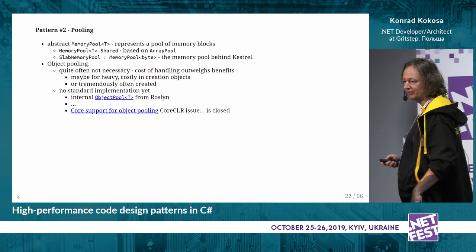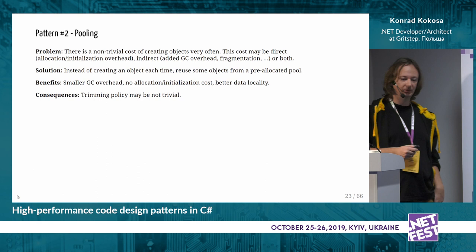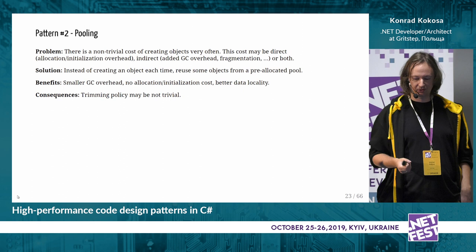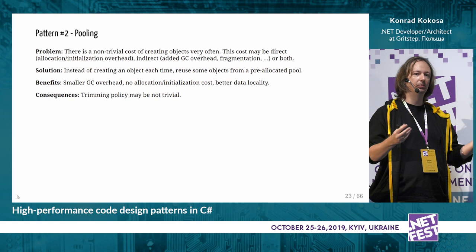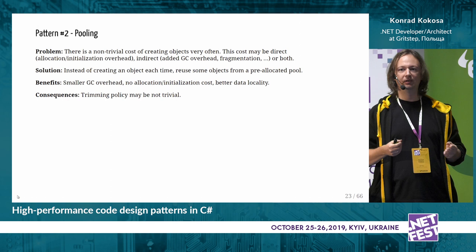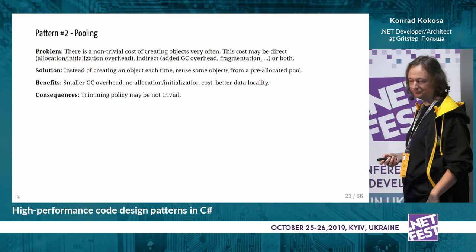Okay, so that is pooling. You should remember that pooling is one of the best solutions to reduce the GC overhead, to reduce allocations, and to provide better data locality, which is a very important principle: we need to operate on the same memory again and again, because the cache of the CPU, for example, will be populated with this data. So when we are reusing the same objects again and again, it is very beneficial from the performance perspective because they are cached in the CPU.